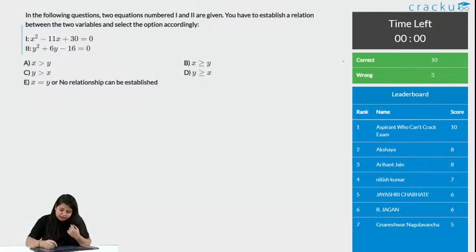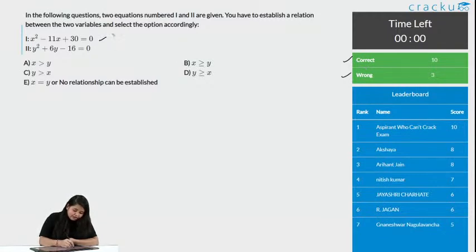Okay, 10 people got this correct and 3 wrong. Chalo, let's see. Okay, there's someone who is an aspirant who can't crack the exam, he is scoring 10, and even his name is aspirant who can't crack the exam. Irony. Chalo.